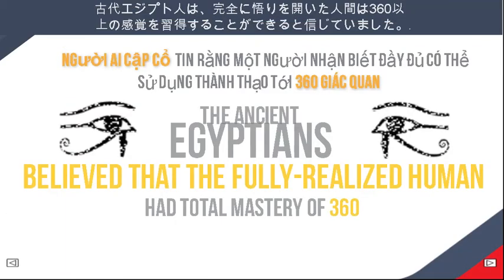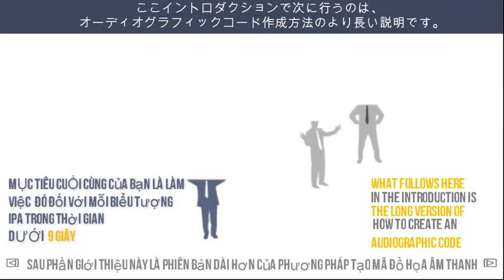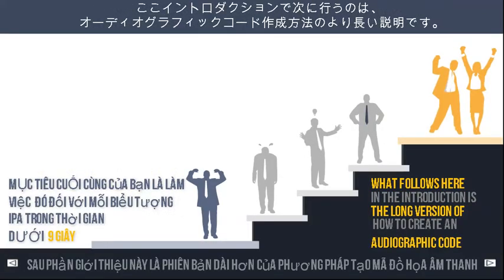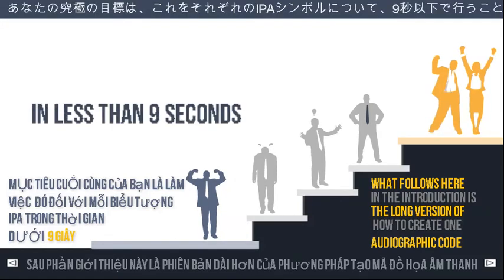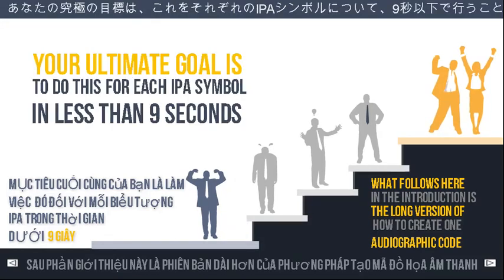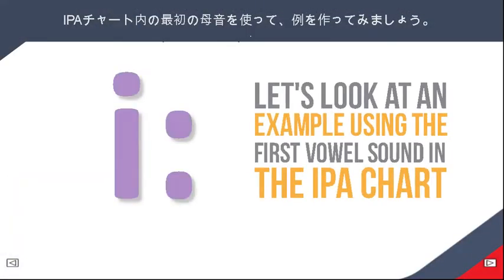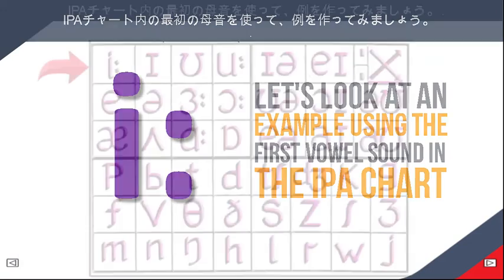The ancient Egyptians believed that the fully realized human had total mastery of 360 senses. What follows here in the introduction is the long version of how to create an audiographic code. Your ultimate goal is to do this for each IPA symbol in less than 9 seconds. Let's look at an example using the first vowel sound in the IPA chart.